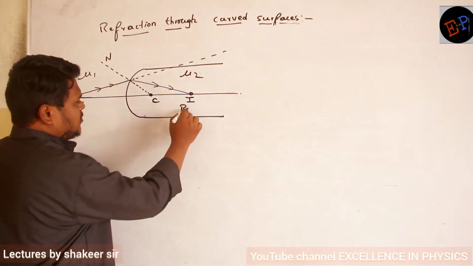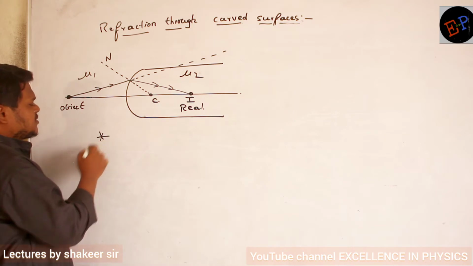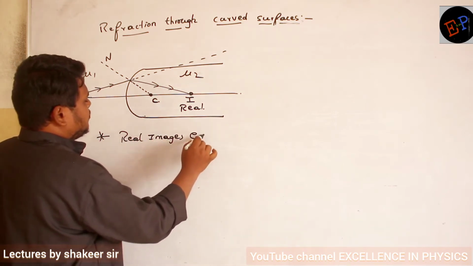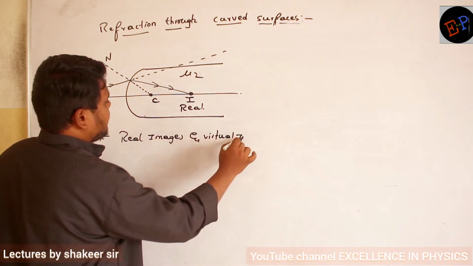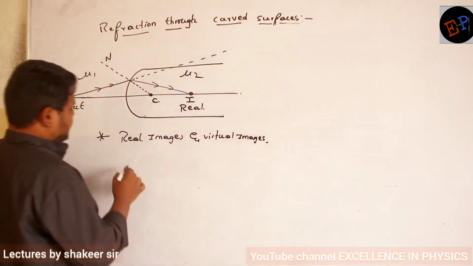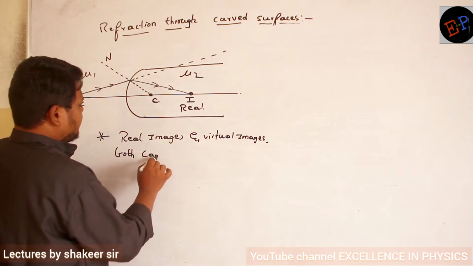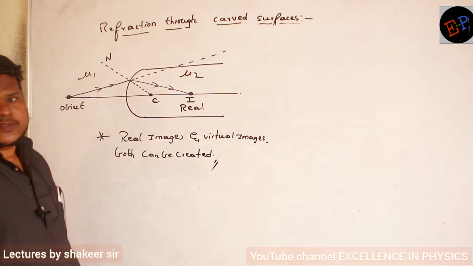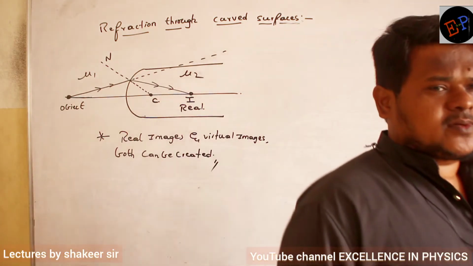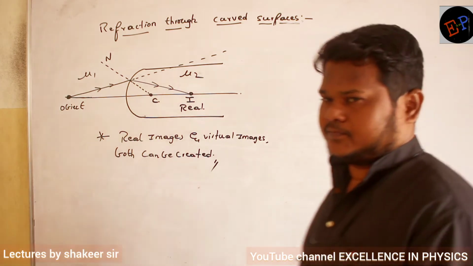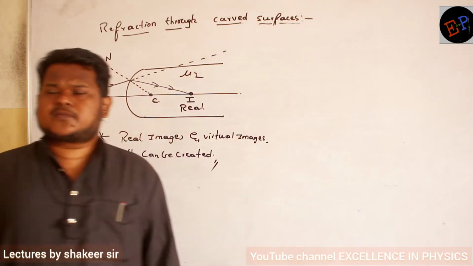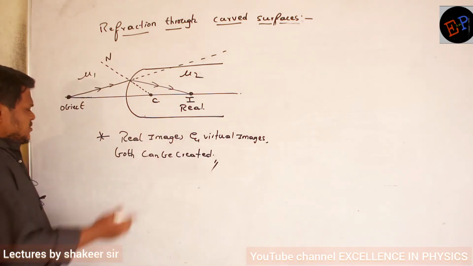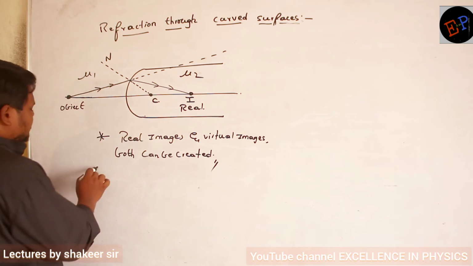So what I understand, the note points are that real images and virtual images both can be created. Are you able to understand? So with the help of refracting surfaces, you can create real images also, you can create virtual images also. That's what we have understood now. So everything depends on what? Everything depends upon the position of the object, where the object is present.